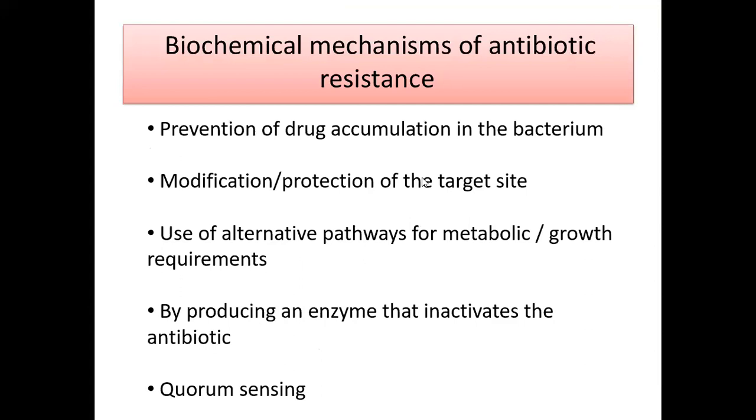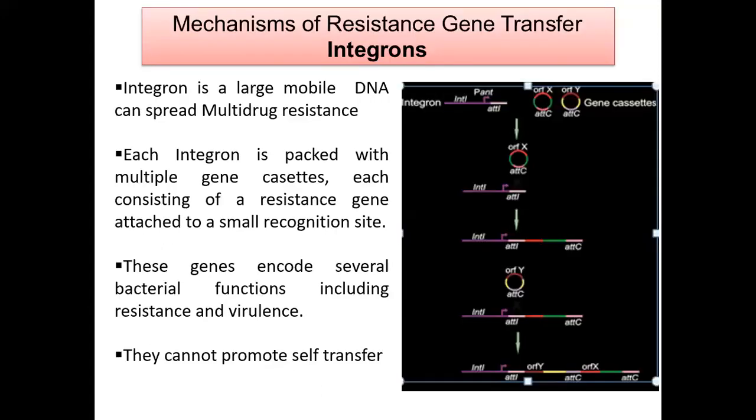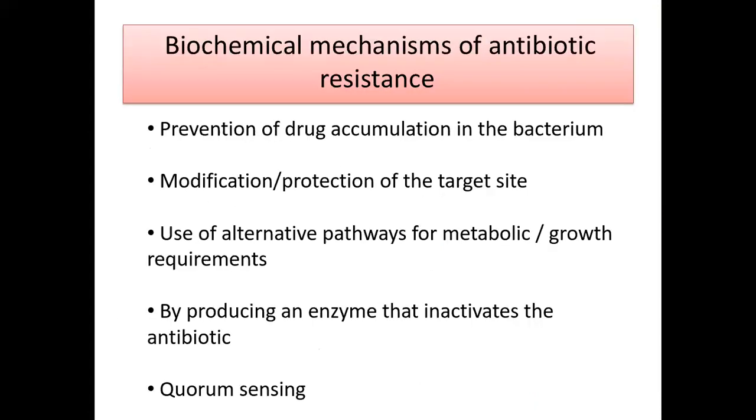Okay. Biochemical mechanism of antibiotic resistance. What is the biochemical mechanism? Why is antibiotic resistance there? What actually happened at the biochemical level? So, prevention of drug accumulation in the bacterium. Actually the drug can't penetrate into the bacterium, right? It prevents the drug. So what prevents it? There are cytoplasmic membranes, there are cell walls, right? So something is there that can prevent the drug from penetrating into the bacterium, first step.